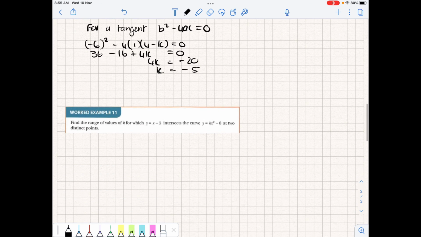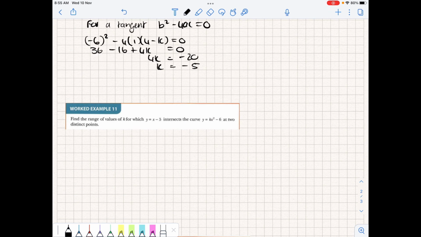Okay, let's look at the next example. Here we say find the range of values for which this straight line and this quadratic have two distinct points of intersection. So like before, we will equate these two together and get our a, b, and c terms. So we need to rearrange a little bit.